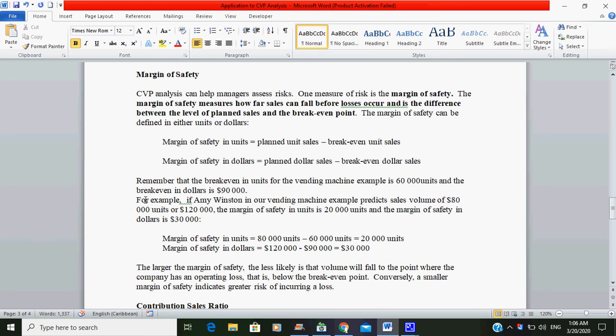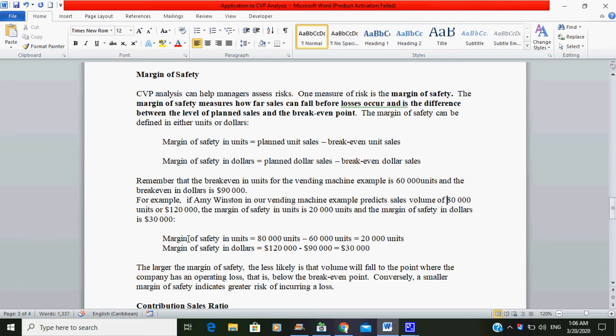$90,000. Remember. For example, if Amy Winston in our vending machine example predicts sales volume of 80,000 units or $120,000, so our prediction for our budgeted or predicted unit sales is what? 80,000 units, not dollars, sorry. 80,000 units, right? Or $120,000. The margin of safety in units is what? 20,000. And the margin of safety in dollars is what? 30,000. Here are the workings for that now.